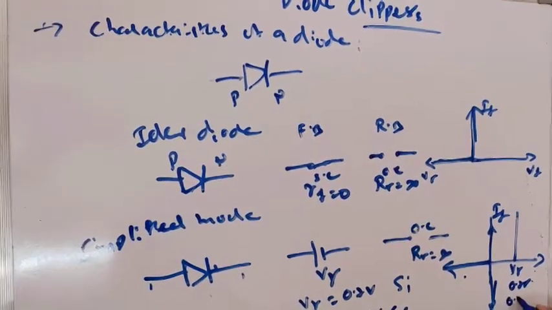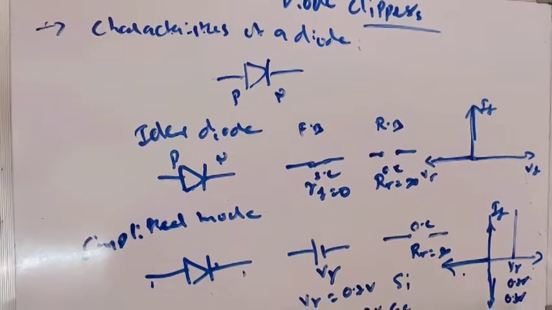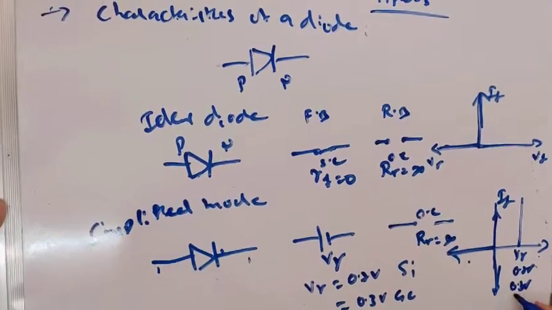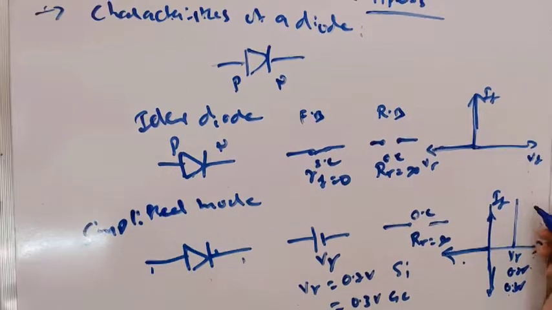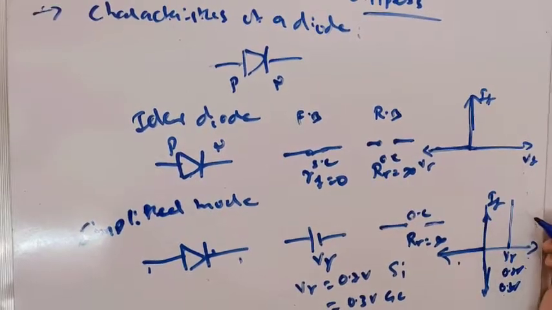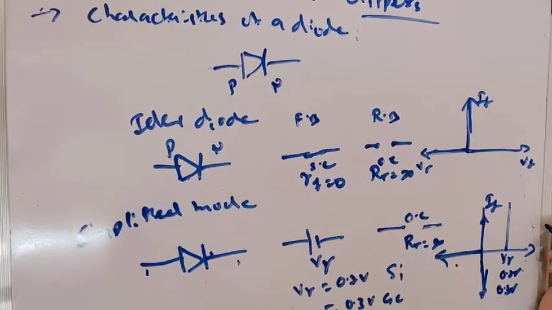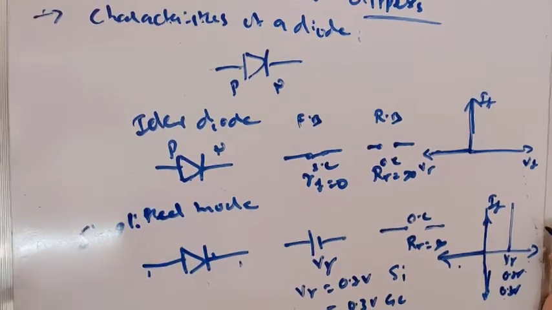For a germanium diode, the cut-in voltage is 0.3 volts. After the cut-in voltage of 0.3 volts, only then does the current start flowing, and it increases drastically because we are not considering any internal or forward resistance of the diode.